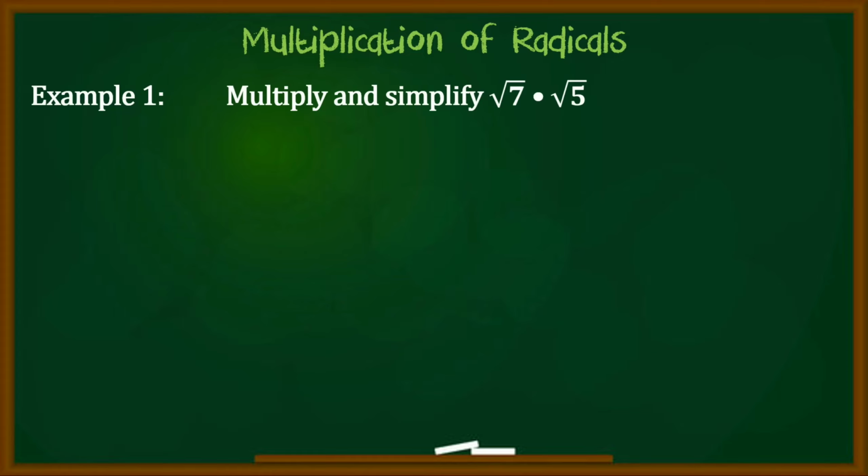Example number 1. Multiply and simplify square root of 7 times square root of 5. We have the square root of 7 times 5. Therefore, the product is square root of 35.